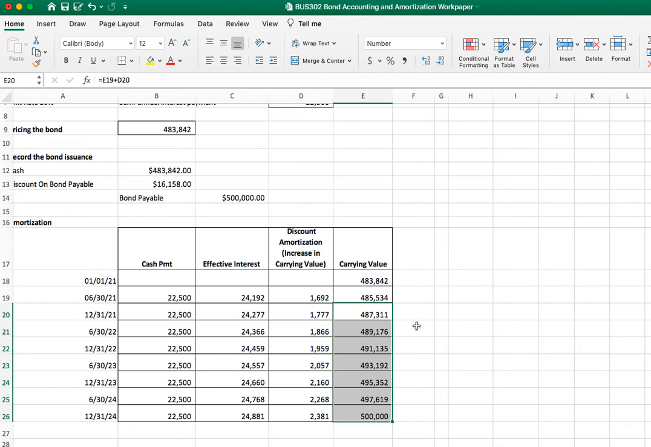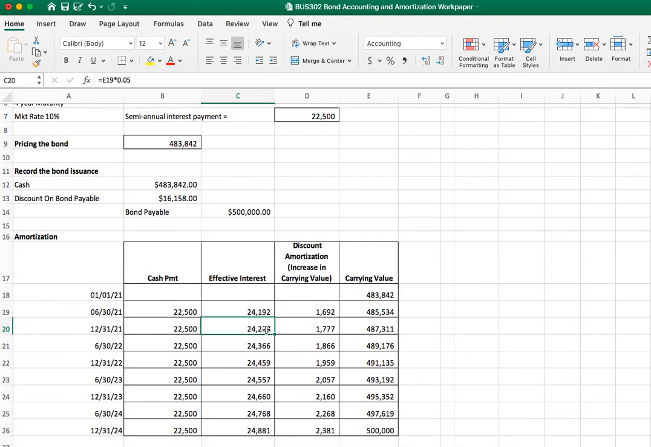Okay, so now that we have all our formulas in, the table populates. Let's look at the next interest payment and just confirm what we did back on the June payment. The cash payment never changes because that's the contracted amount the company is paying the bondholders. The effective interest expense is the carrying value of the bond, right? 485,534 times 5%, which is half the market rate. And the discount amortization is the difference between the effective interest and the cash payment. We add that discount amortization to the previous carrying value to get the new carrying value.